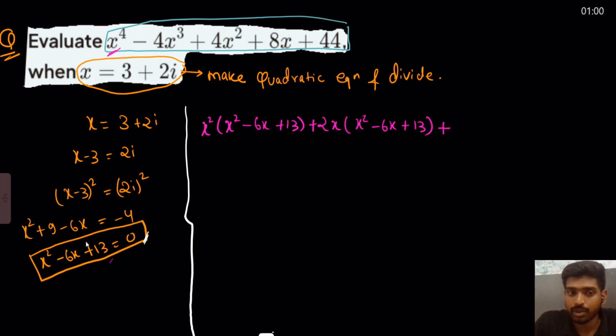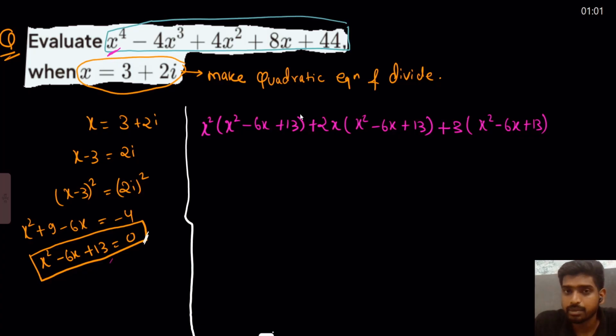So how to make 3x square from here? I'll multiply this quadratic expression with 3. So x square minus 6x plus 13. Got it? Now see, x power 4 got balanced, minus 4x cube, and we made 4x square. Now next, we'll try to make 8x.